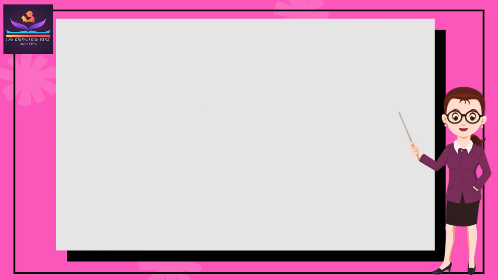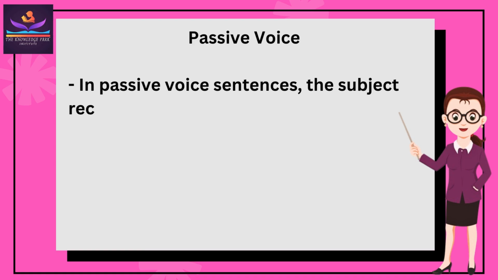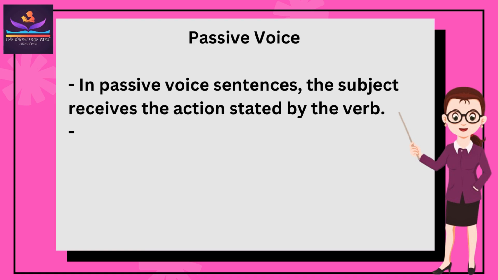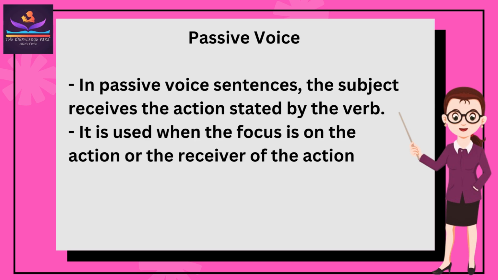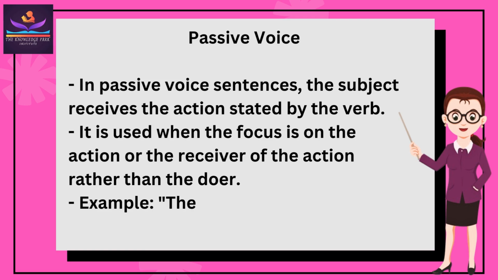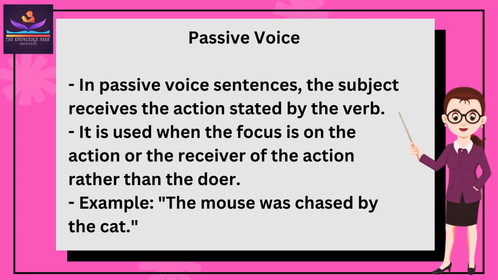Passive voice. In passive voice sentences, the subject receives the action stated by the verb. It is used when the focus is on the action or the receiver of the action rather than the doer. Example: the mouse was chased by the cat.